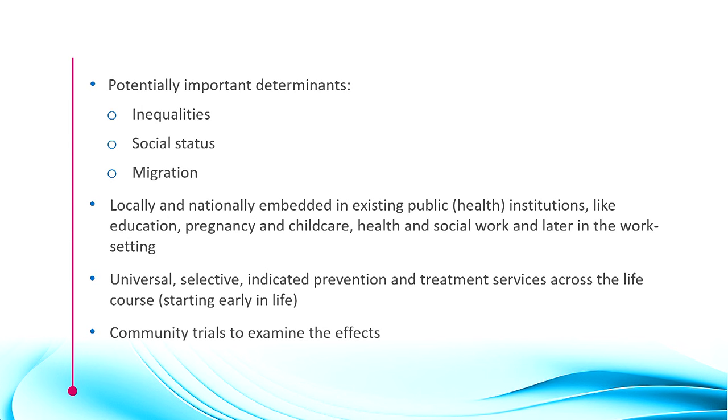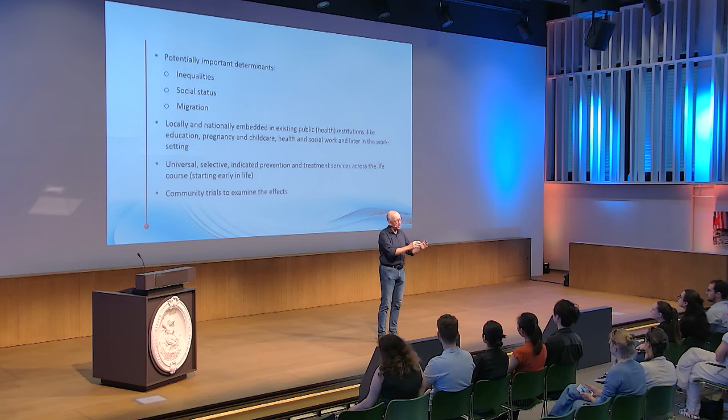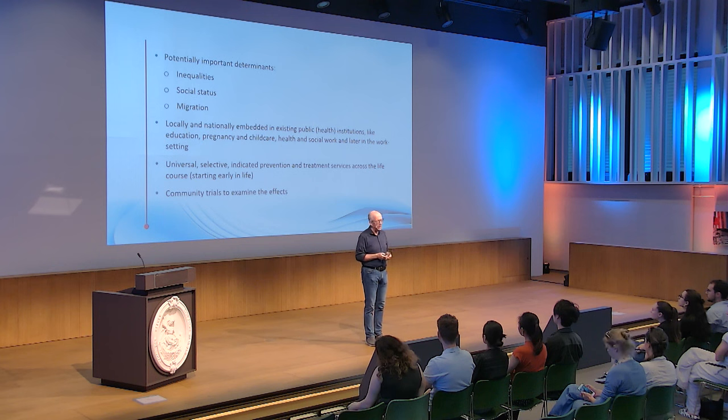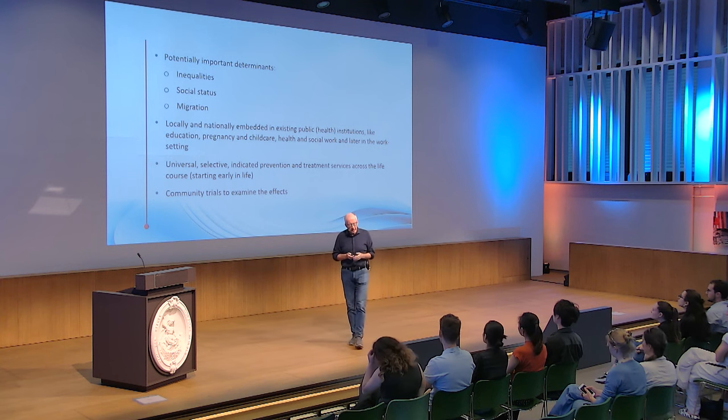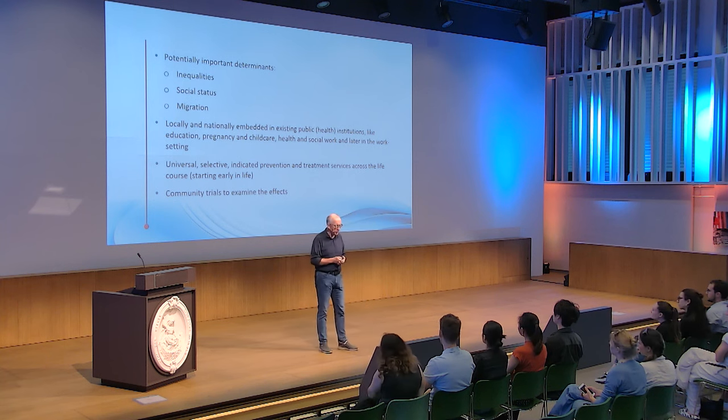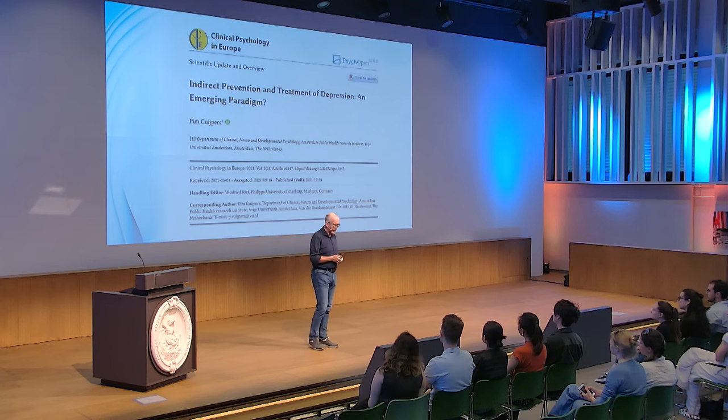And you can examine those. You can do community trials in which you have communities in which measures that can be taken are compared to communities that go on as if nothing happens. These trials are done also, for example, in the alcohol prevention field. So we really need these trials also in mental health care.